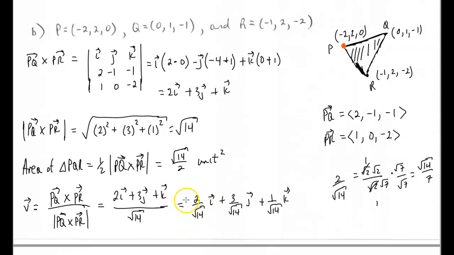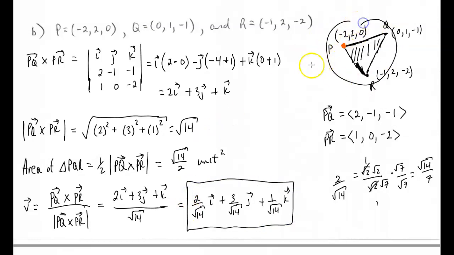So we're just going to go with this particular answer for the unit vector perpendicular to the plane with this triangle in it. And of course, the length or the magnitude of our cross product is this. Of course, half of that will be the area of this particular triangle.